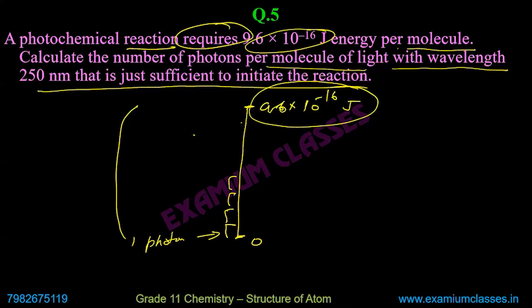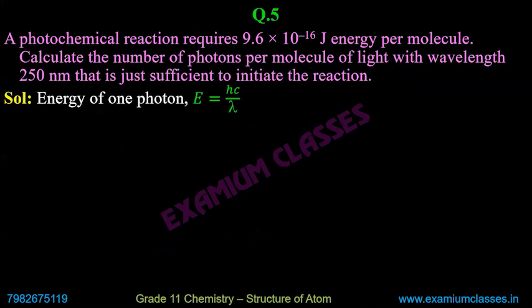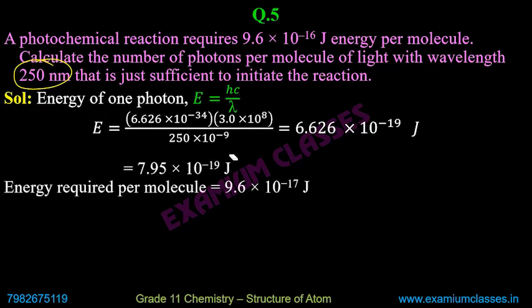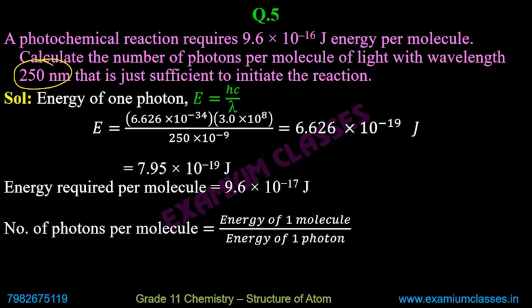So we can calculate the energy of one photon by using this wavelength. Wavelength is given and the energy of the photon will be hc by lambda. So we will divide the total energy which is required by the energy of one photon to get the number of photons. The energy of one photon will be based on its wavelength. We can calculate it because hc we know anyway and lambda is given. This much energy is of one photon. Total energy is given. Number of photons will be total energy, that is per molecule, divided by energy of one photon.